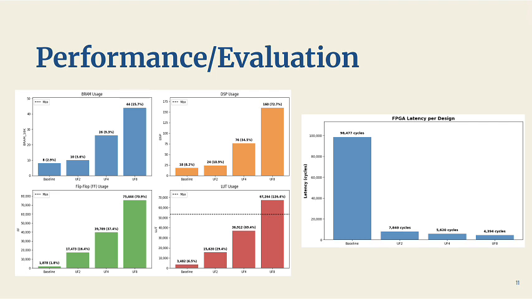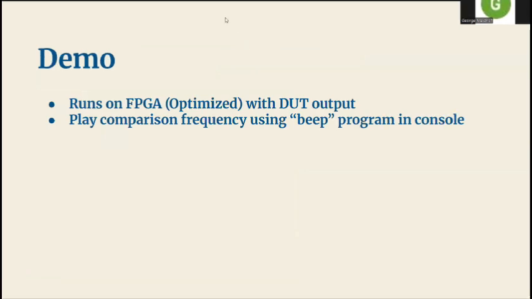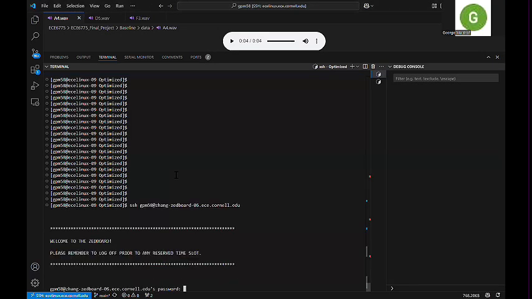In the next few days, we aim to explore further optimizations that can result in a speedup of 30 times or more. And with that, we'd like to show a demo of our FFT program utilizing the optimized version on the FPGA, displaying the output of the DUT. Also, we'd like to show a comparison of a frequency using a program called Beep within the console to demonstrate that our WAV files are playing the same frequency as what we would expect. And with that, let me pull up our code and I'll log into the FPGA.